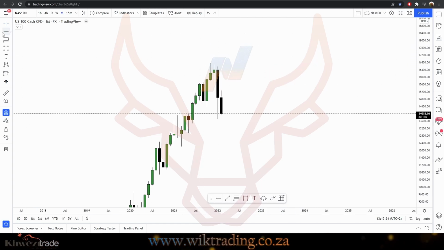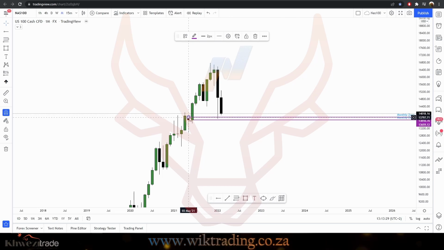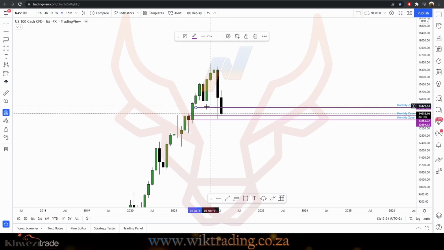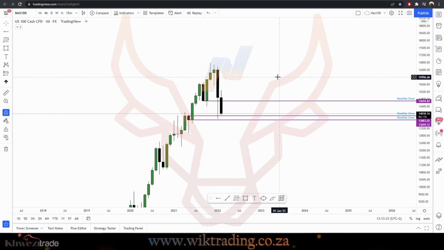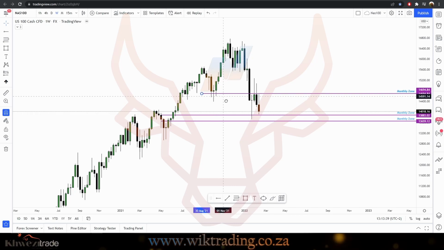Okay, on the monthly time frame, as we always do, let's mark off the important areas, change the template to monthly zone. There we go. And we can place that one there as well, and we can place this one here as well. So those three monthly zones, going down to the weekly time frame, having a look at what we can use here on the weekly time frame.